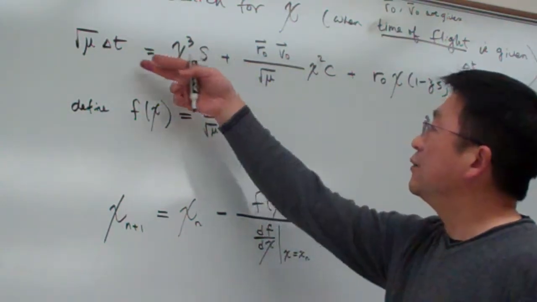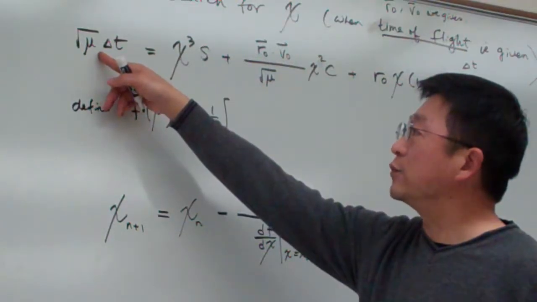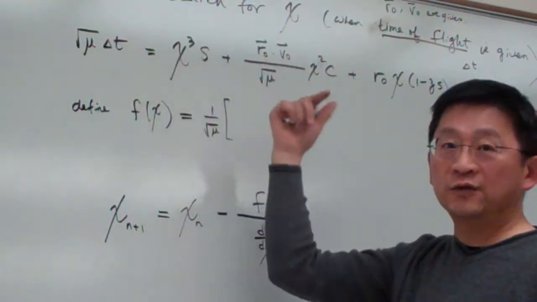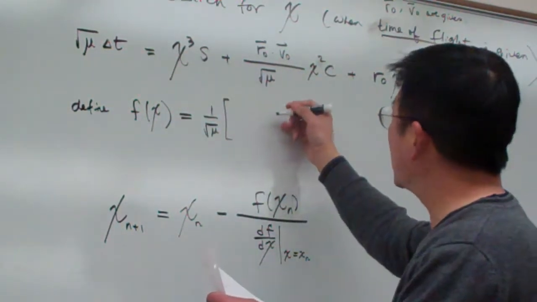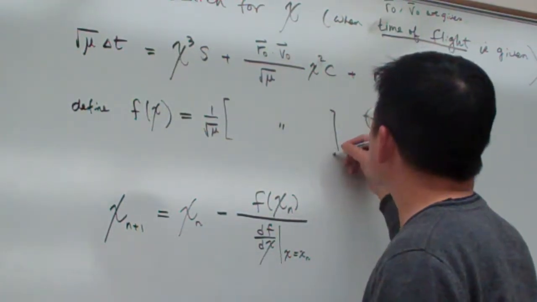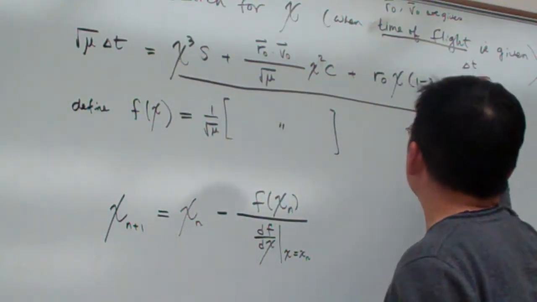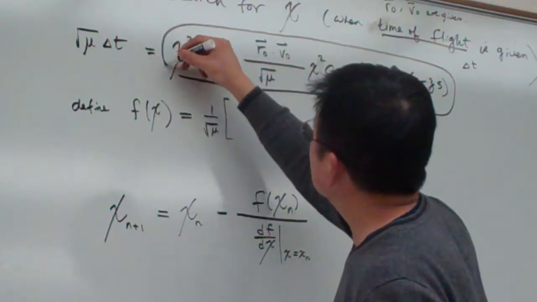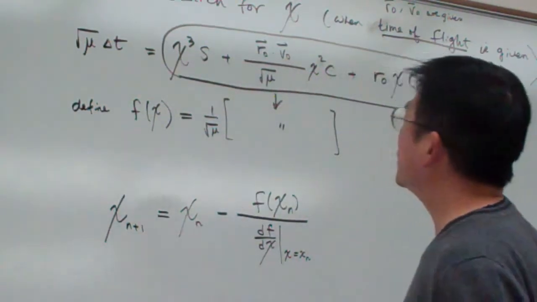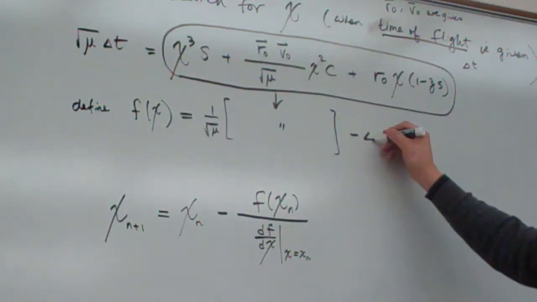For the first equation, I divide both hand sides by square root of mu, and then I move delta t to the other side. So here, this one is what that means. Let me box this one. So that is the box going to here. Okay, so that will be a little bit clearer, and divide by delta t.